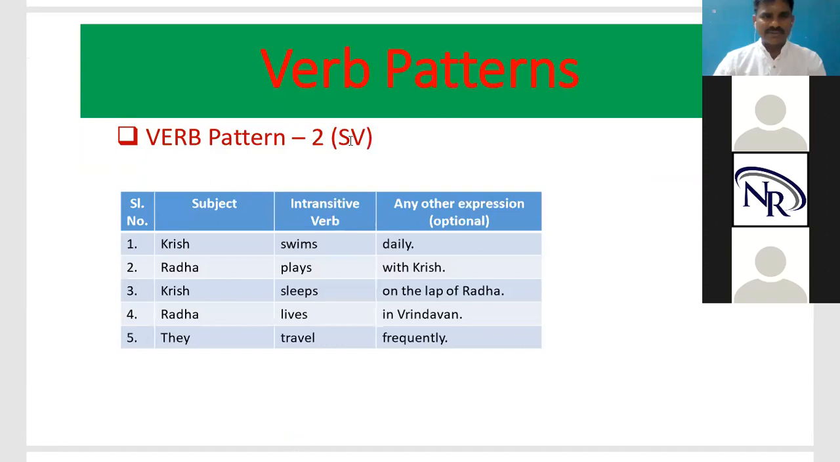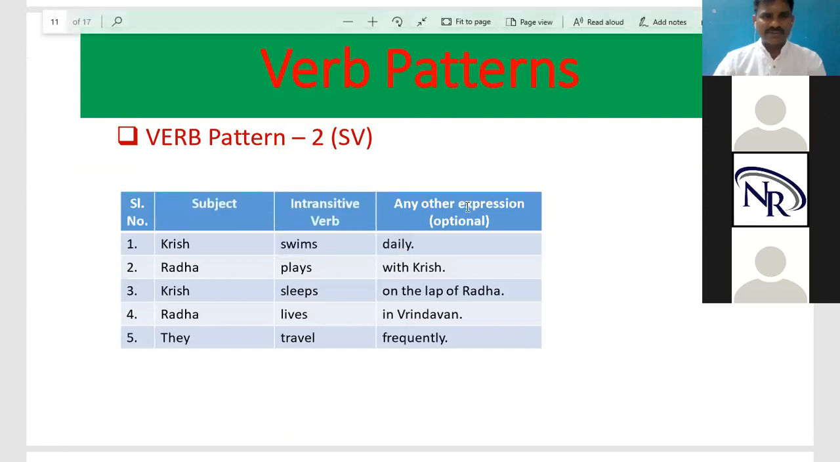The second one is the SV structure, with intransitive verbs. Here the verb is intransitive. Subject plus intransitive verb. What is an intransitive verb? It doesn't take an object. That is an intransitive verb. Fish swims daily. Fish swims what? No answer. So that is an intransitive verb.